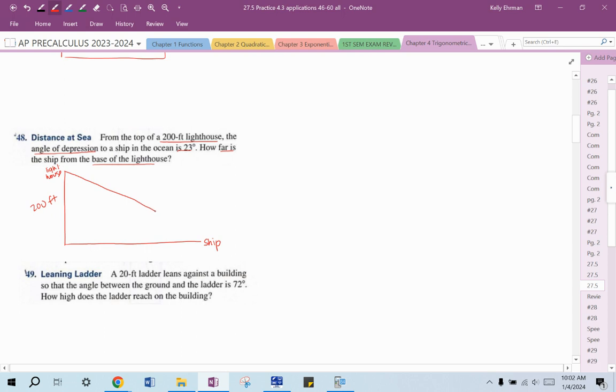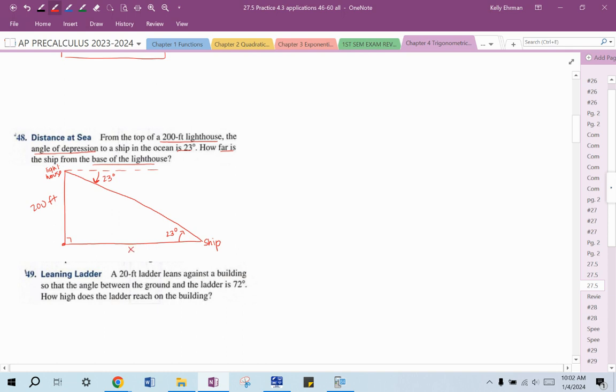If you were standing at the top of the lighthouse, remember the angle of depression is always from the horizontal. It's always outside of the triangle that you're drawing. That angle of depression is 23 degrees, and that's alternate interior to this angle right here. So angles of depression are the same as angles of elevation. The question is, how far is the ship from the base of the lighthouse? Let's call that x.